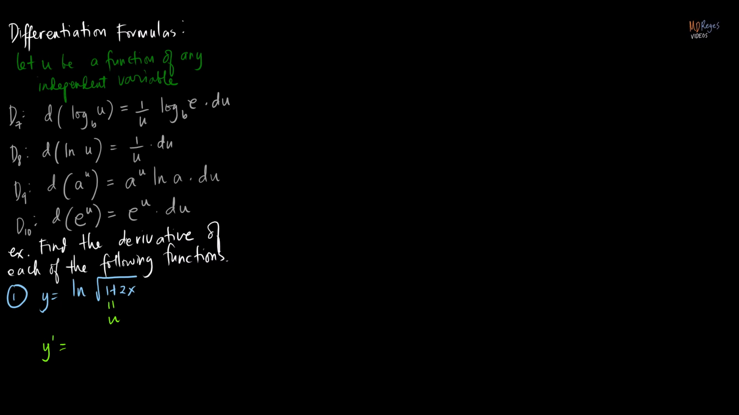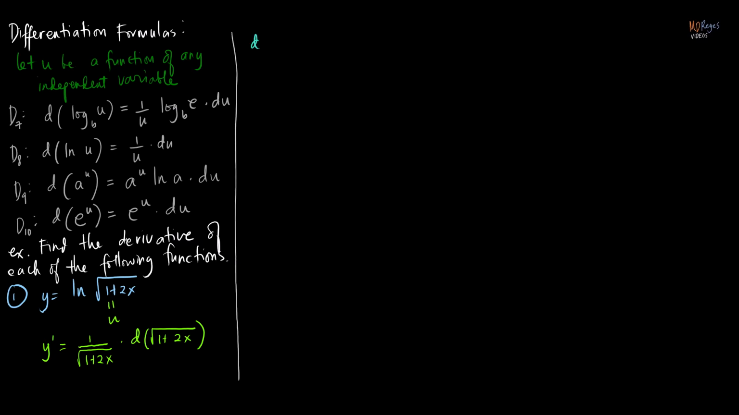That's according to the formula, D8, the derivative of ln of u is 1 over u du. So it would be 1 over u, where u is square root of 1 plus 2x, times du, the derivative of u, where u is square root of 1 plus 2x. Okay, so we just have to get the derivative of the square root of 1 plus 2x using the general power rule.